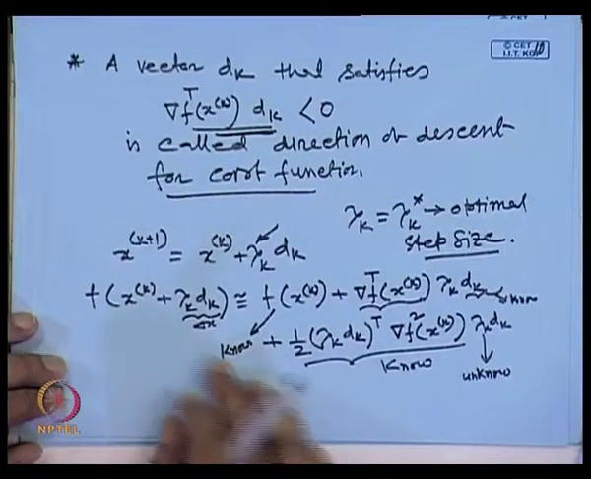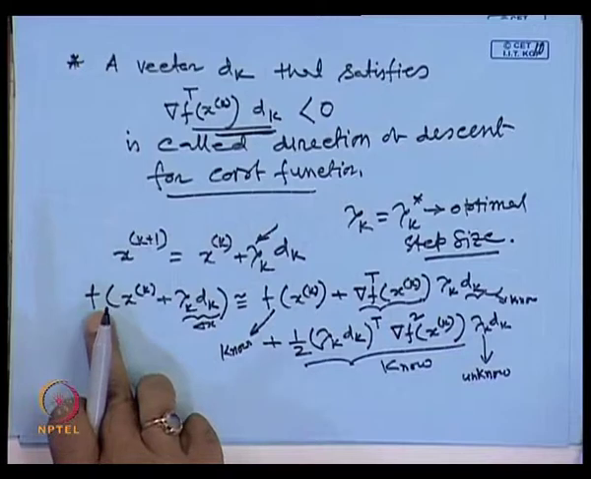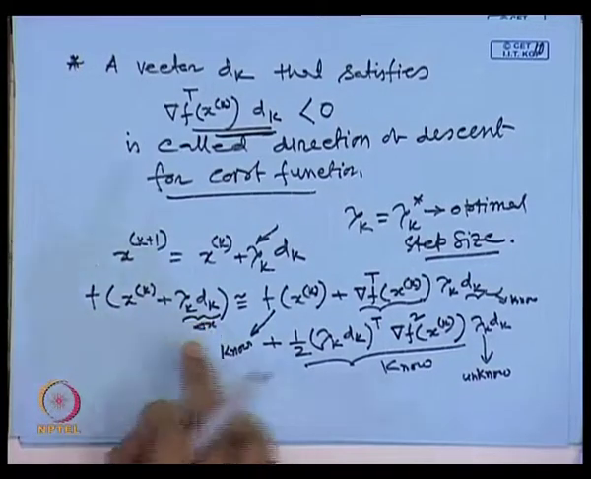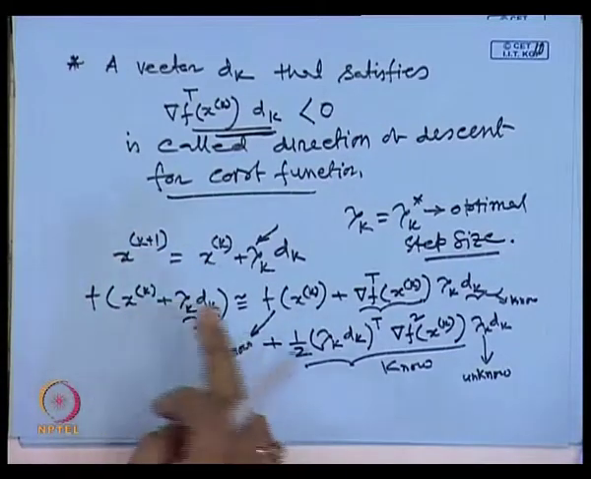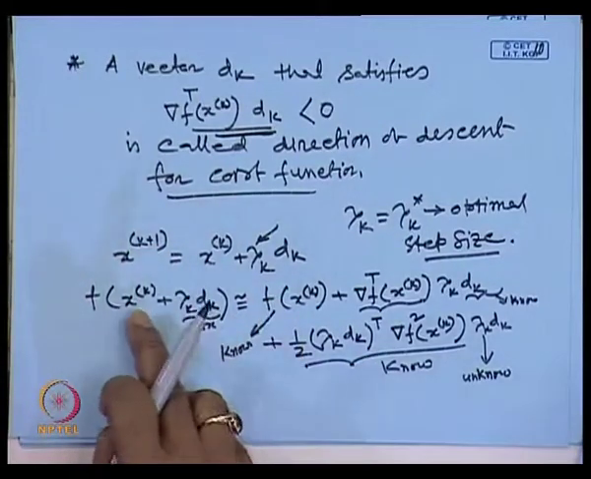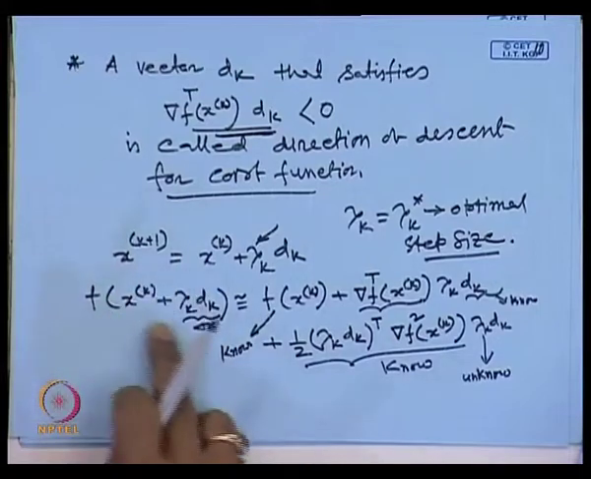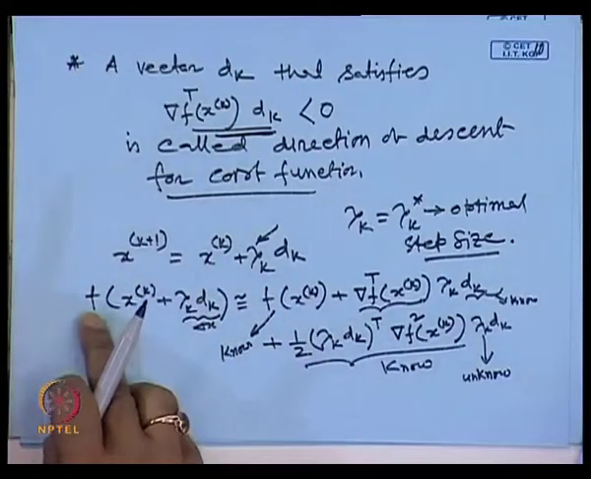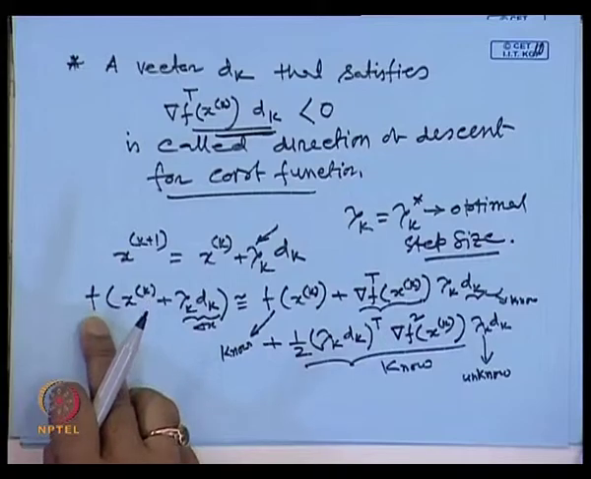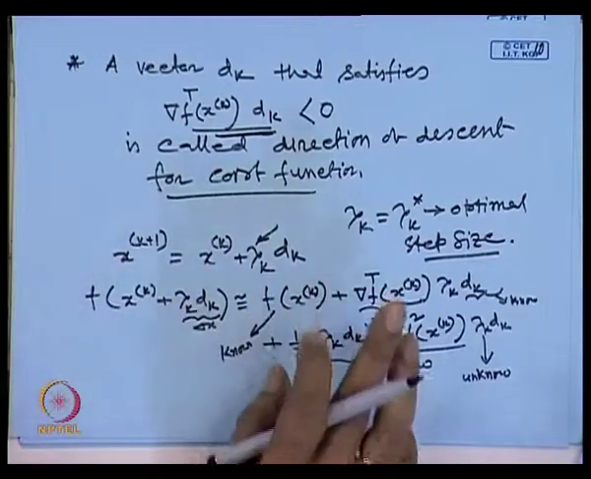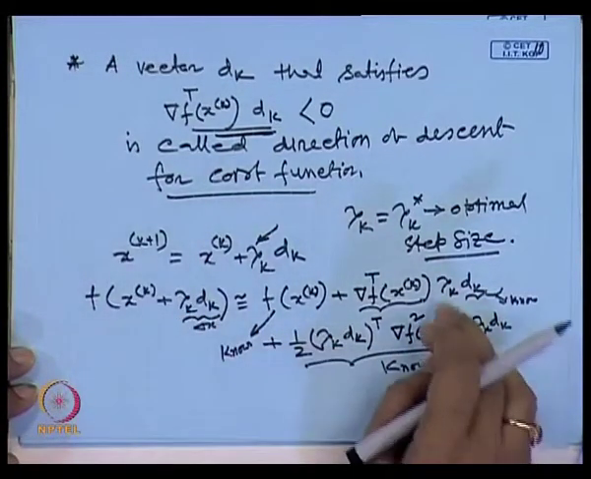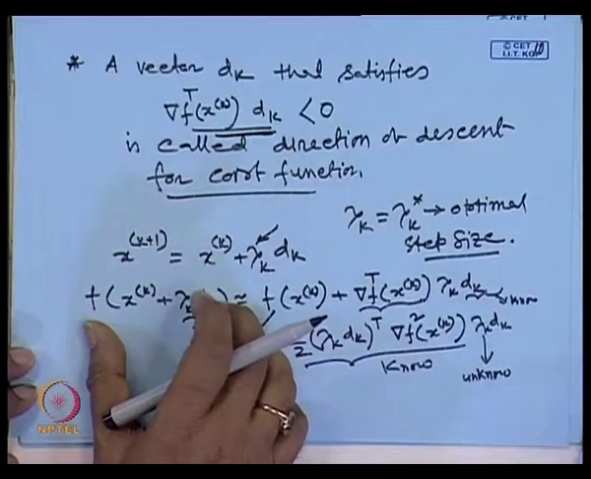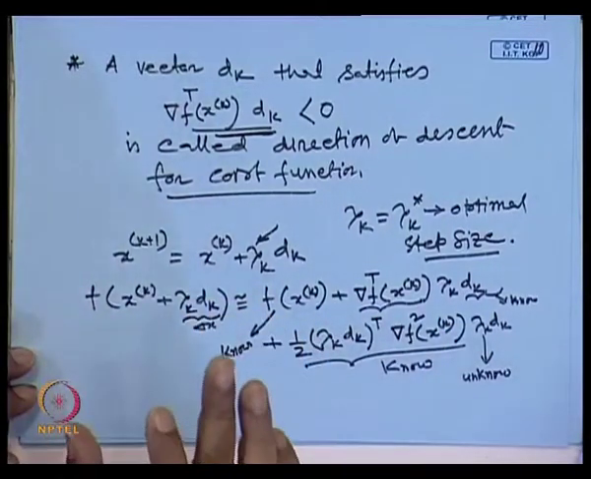Now, if you see this function expression, if you put in x k plus 1, the value of x at the k plus 1th iteration, the objective function or the cost function is a function of lambda k only. You see in this expression it is lambda k only. So, now what should be the choice of lambda k so that the function value is minimum for this expression?